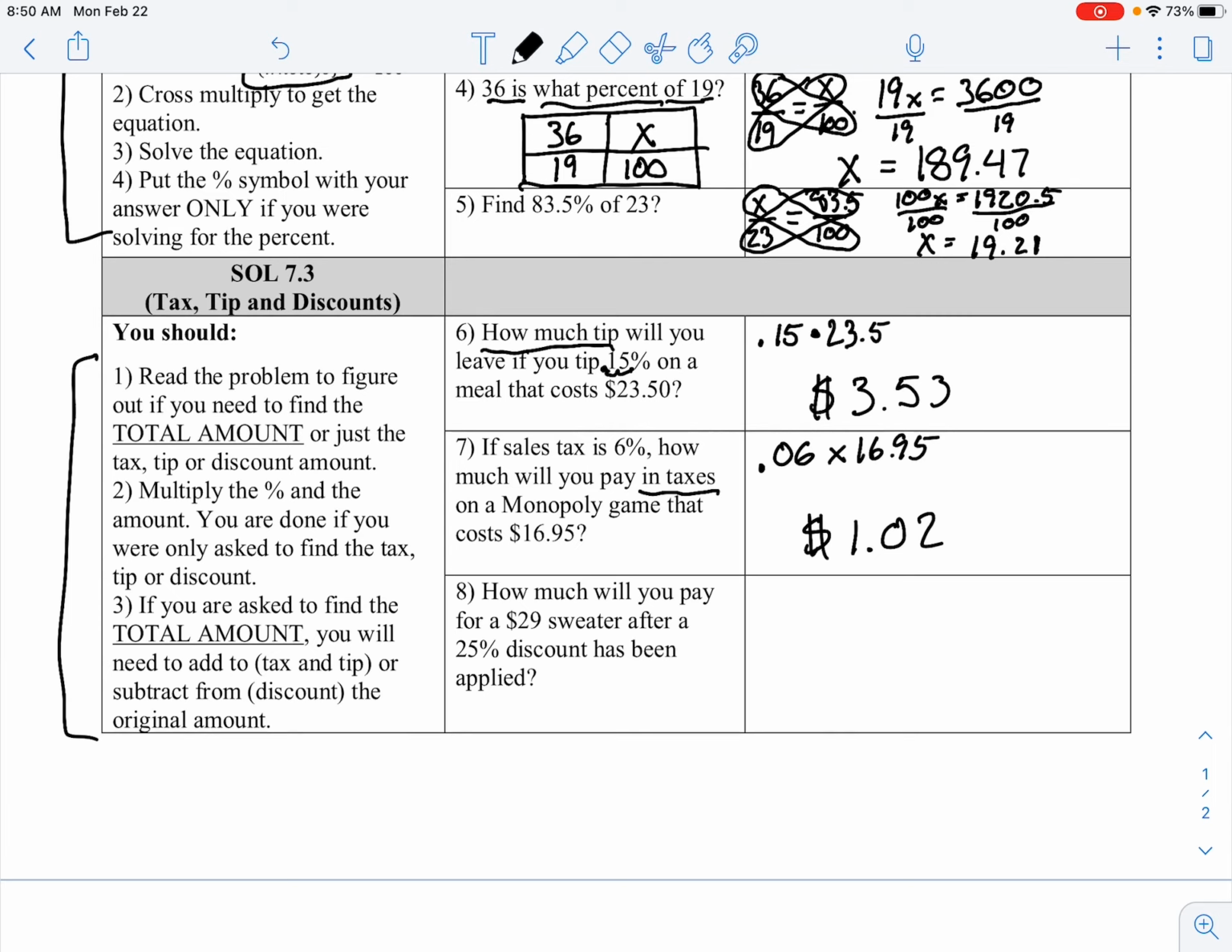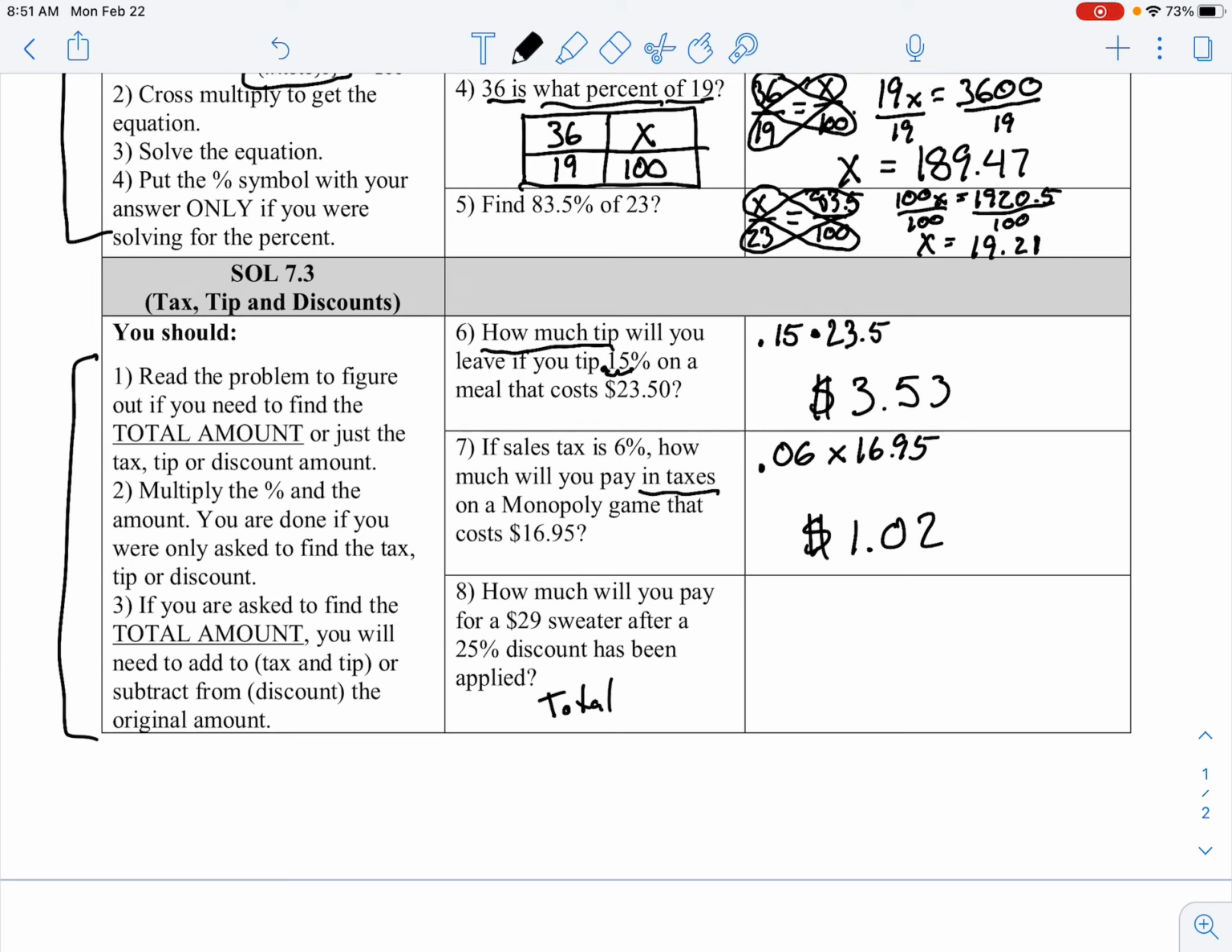All right. So remember, pause before each problem, come back and take a look at it. So pause for number 8, try it on your own, and then come back and see how you did. So how much will we pay for a $29 sweater after a 25% discount has been applied? So if we read carefully, how much will we pay for that sweater? So we are looking for the total here. So we're going to have one more step than we would generally.